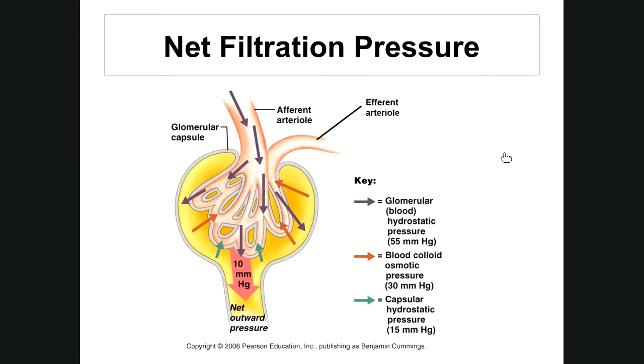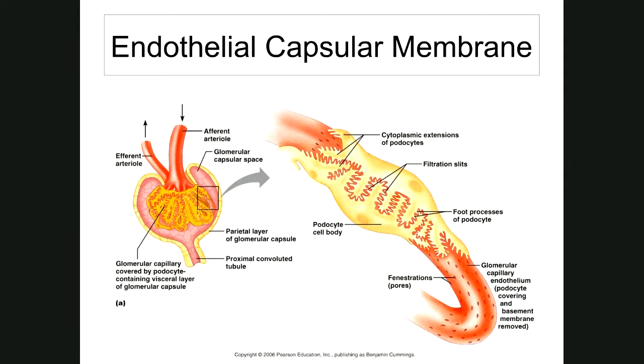Now, adaptation of the renal corpuscle for filtering blood. A capsule of highly coiled glomerular capillaries represents a vast surface area for filtration. So this capillary bed here, the glomerulus. The endothelial capsular membrane that we looked at a minute ago, right here, is adapted for filtration. Fenestra, basement membrane, slit membrane.